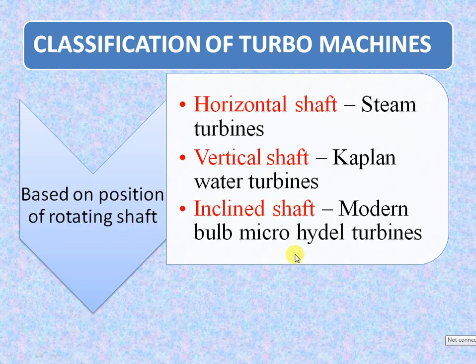These are the examples of reaction turbine. The next criterion is based on the position of the rotating shaft. The shaft position can be horizontal, vertical, or inclined, but mostly horizontal and vertical shafts are used. A horizontal shaft turbine is a steam turbine. A vertical shaft type of turbine is the Kaplan water turbine, and an inclined shaft is a modern bulb micro hydro turbine. These are the advanced turbines.